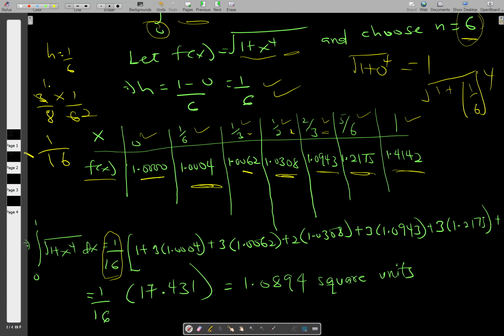So when you compute what we have in the bracket, when you compute everything, you obtain 17.431. Then you multiply by 1 over 16, you obtain 1.0894 square units.